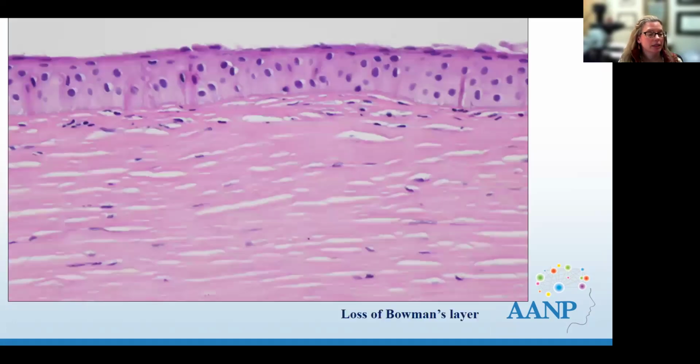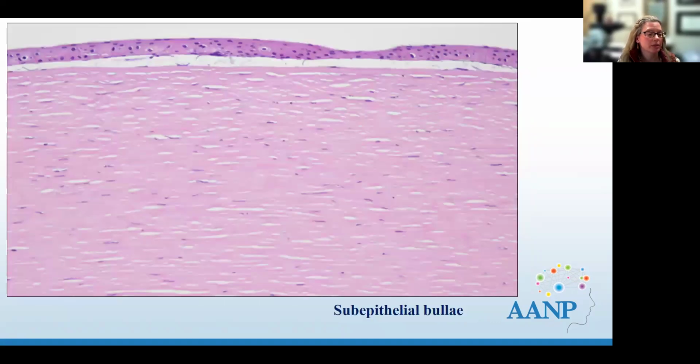Okay. And so that loss of Bowman's layer is highlighted here. So here's the epithelium, and there's the basement membrane layer. And then you see the subepithelial vacuoles as well as the hydropic change of the basal layer. And you see there's no Bowman's layer. So this has been a prior injury for this patient. Here are the subepithelial bullae that are here where the epithelium pulls away.